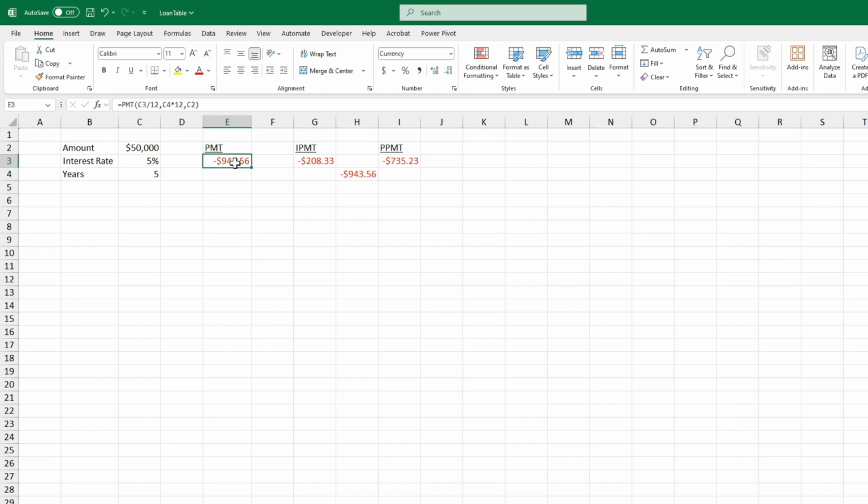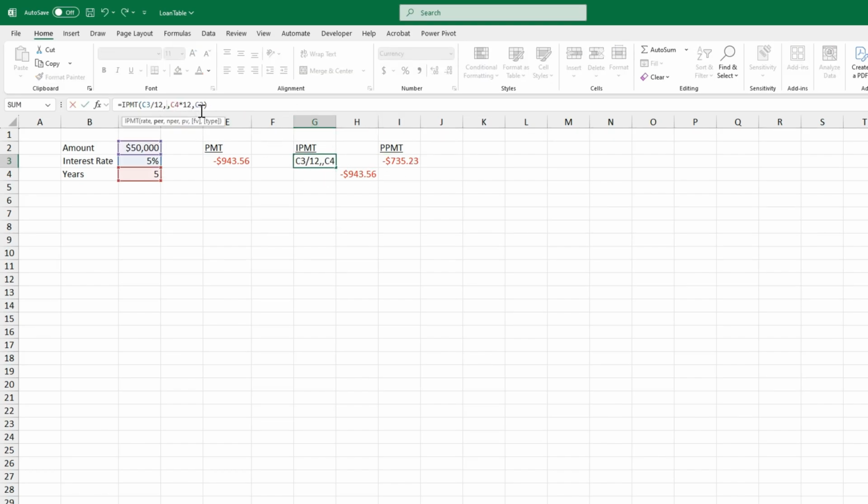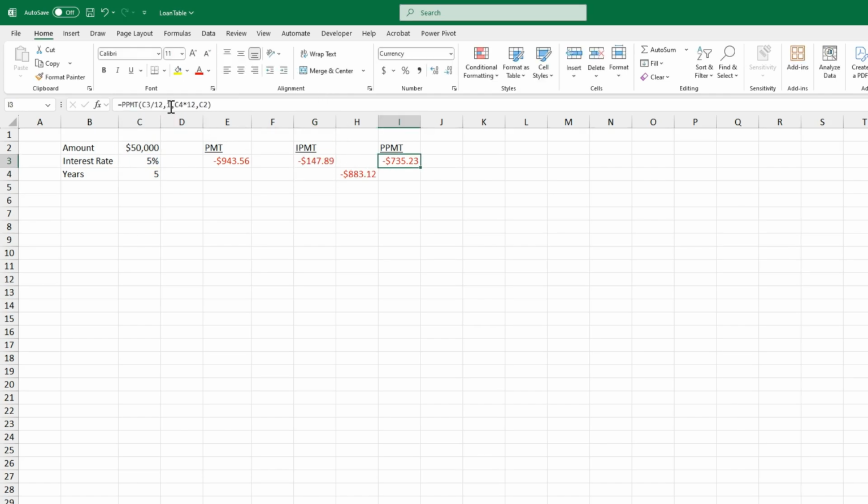And that is how interest payment and principal payment is connected to your overall payment. This function here is just the sum of your interest and your principal, except in your interest and principal, you can look at certain periods. At 20 months, it's going to be 147. This is going to be negative 795. However, the important thing is that every single month it will add up to $943. And that is basically how your PMT, IPMT, and PPMT function work.